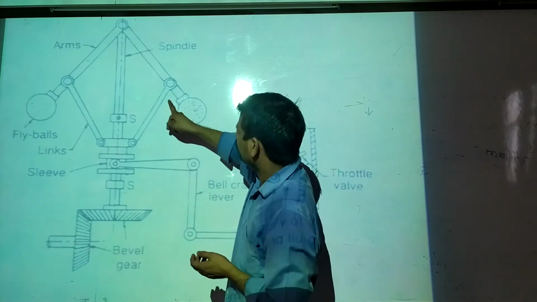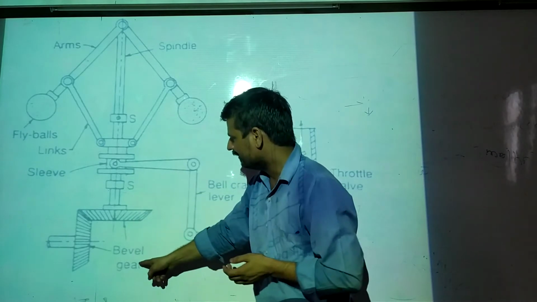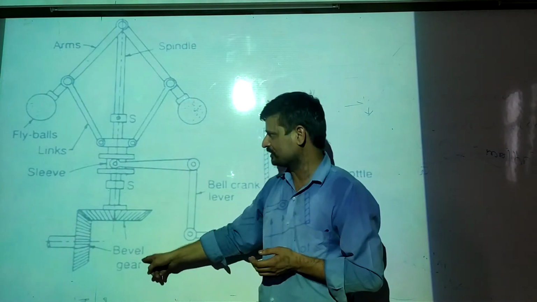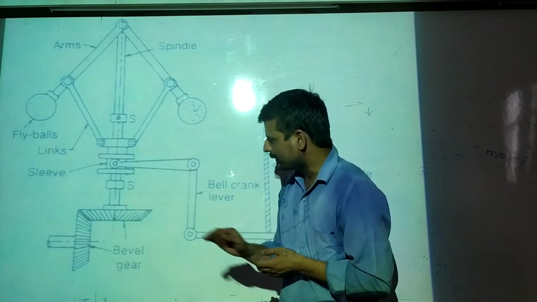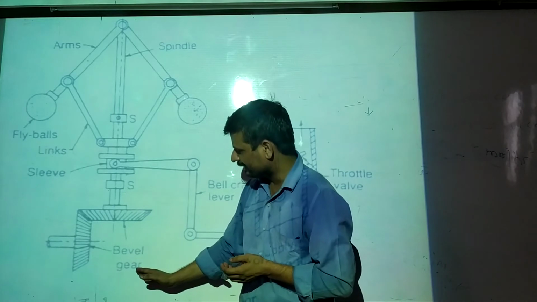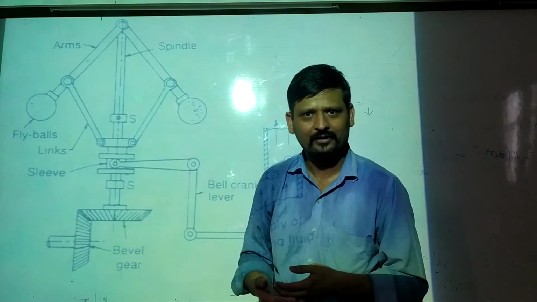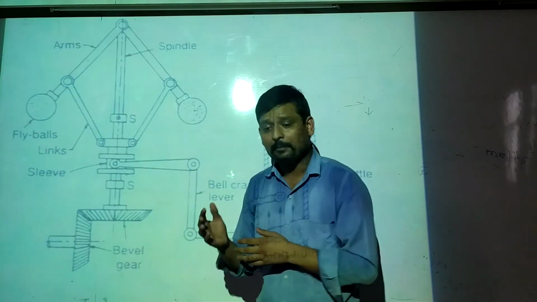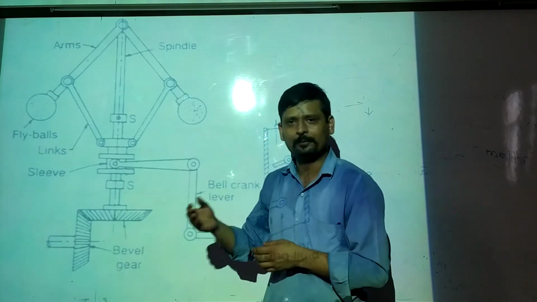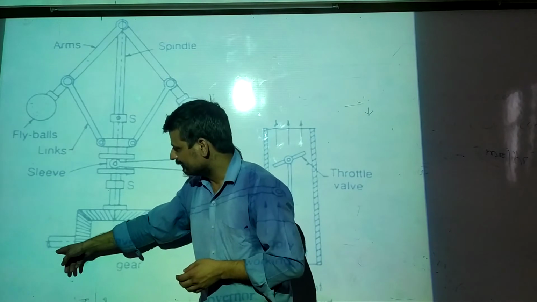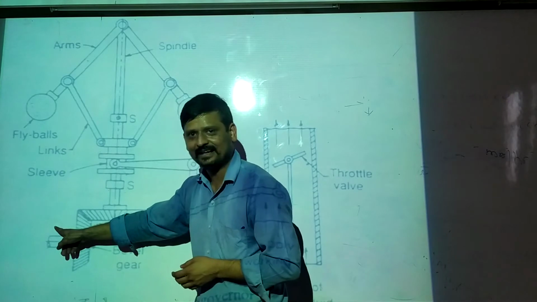Okay, so the lower arms are attached to a sleeve and there is a bevel gear arrangement which is provided at the end of the mechanical governor. So the purpose of this bevel gear is to convert the rotation by 90 degrees. Okay, so let us say we are getting input in the rotation form from the engine. Then what happens? This shaft which is attached to this gear will rotate in this direction.